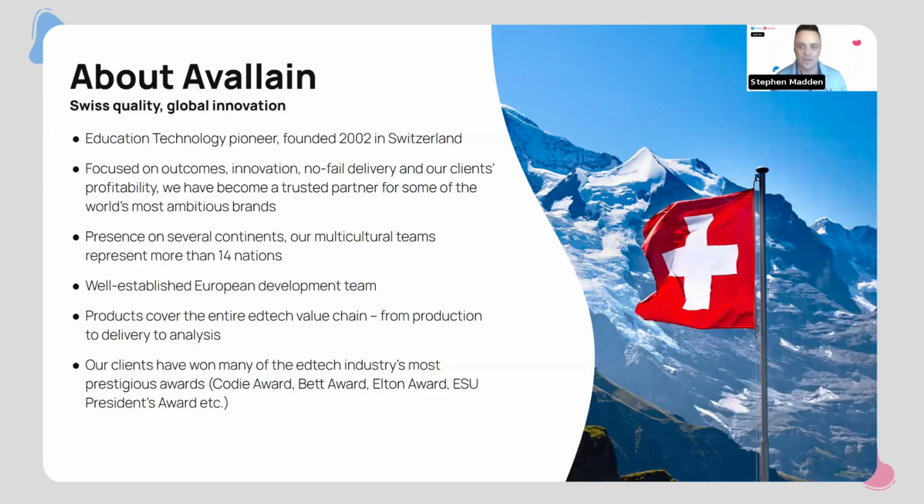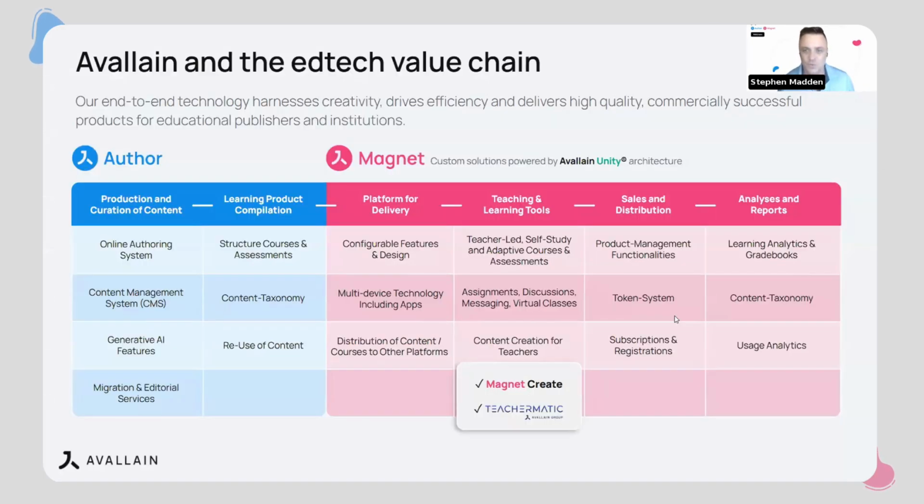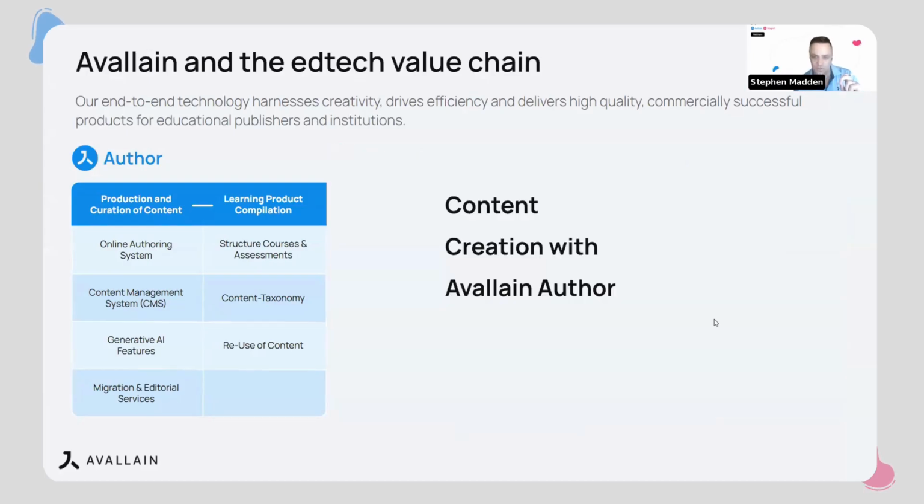Avallain covers everything in what we call the EdTech value chain: everything from production, the content creation, to the delivery, the learning management system for example, and indeed the analysis of the students' performance and how that can impact and improve learning outcomes. This slide shows that education value chain very nicely. You see there on the blue moving towards that pink magenta side, blue being the content creation, and Magnet, the LMS, being the delivery side. As Giada mentioned right at the outset, we're going to focus most closely today on Author and content creation and what it can do around that.